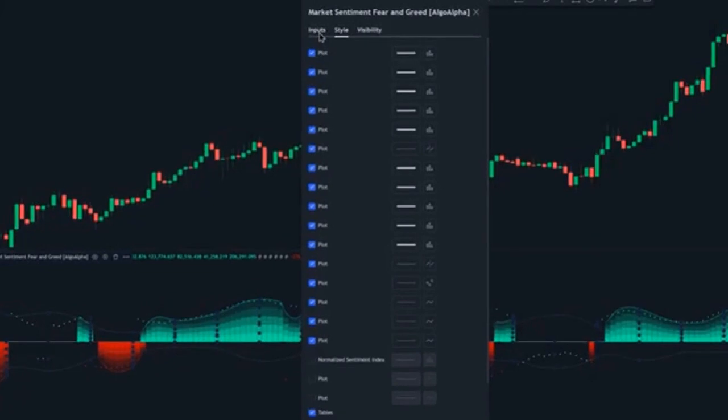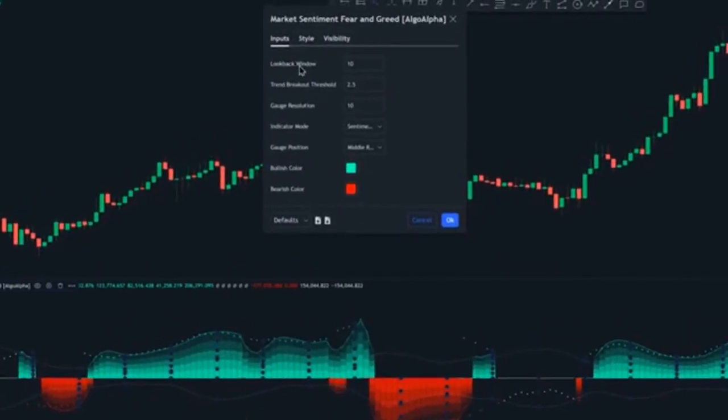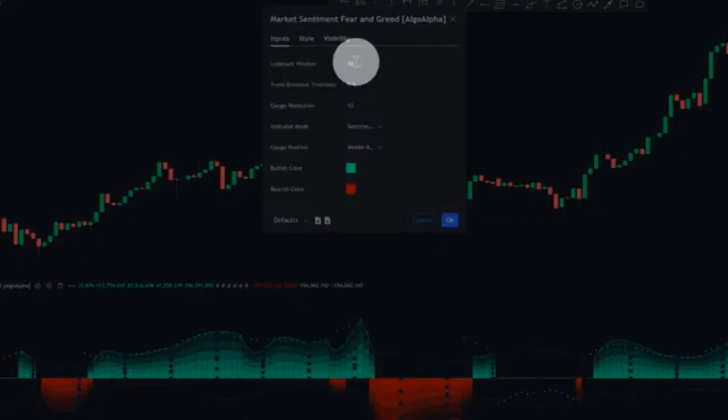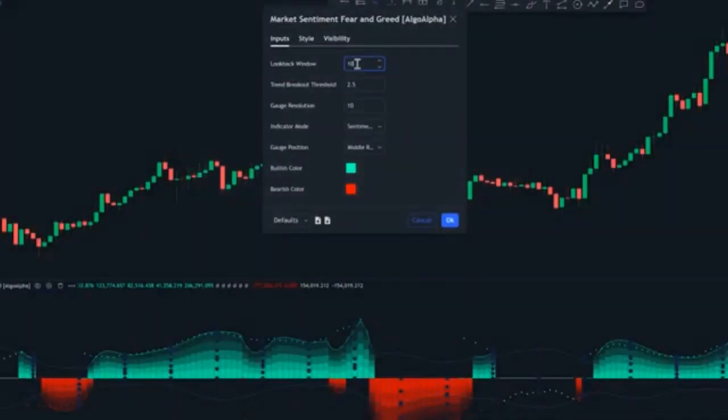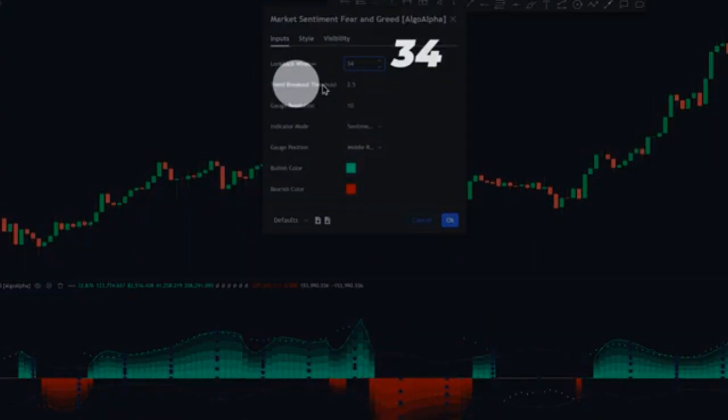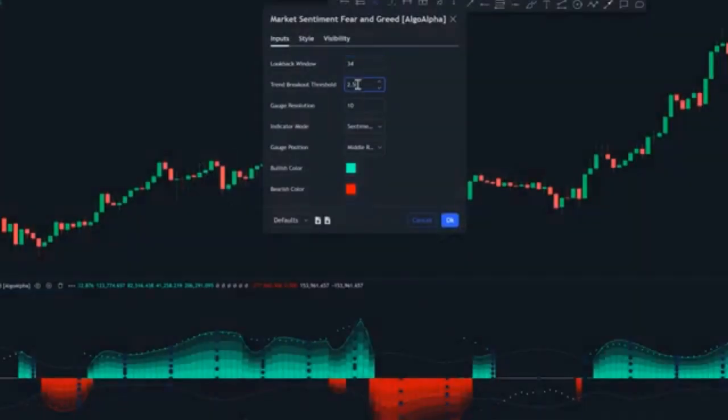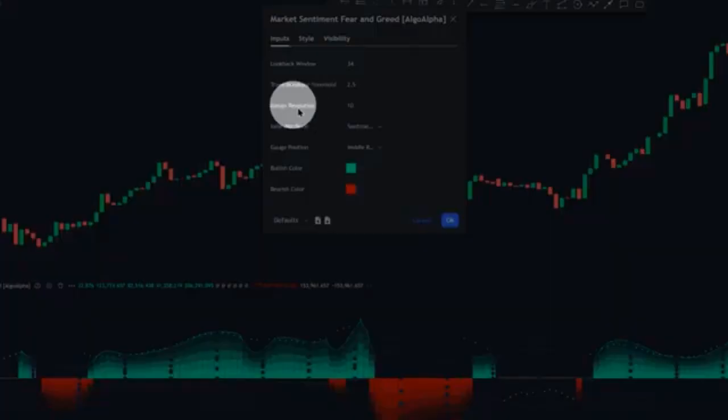Now let's take a look at the settings of this indicator and see how customizable it can be. The look-back window is the main length of this indicator, and it's used to calculate the sentiment metrics. If you want to visualize sentiment over longer periods, you can increase this number. For my settings, I'm going to use a look-back window of 34. The trend breakout threshold is a standard deviation multiplier that helps identify trend impulses. A smaller value gives faster signals but with more noise. To maintain a balance of both, I'm going to stick with the default setting.